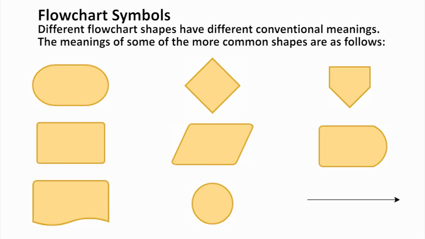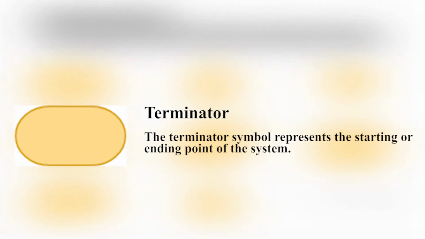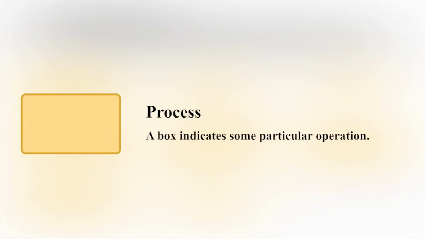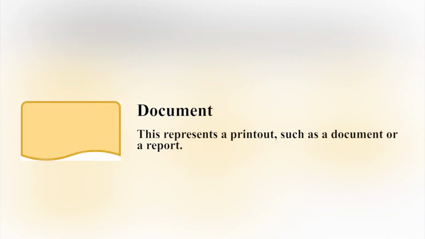Flowchart symbols. Different flowchart shapes have different conventional meanings. The meanings of some of the more common shapes are as follows. Terminator. The Terminator symbol represents the starting or ending point of the system. Process. A box indicates some particular operation. Document. This represents a printout, such as a document or a report.